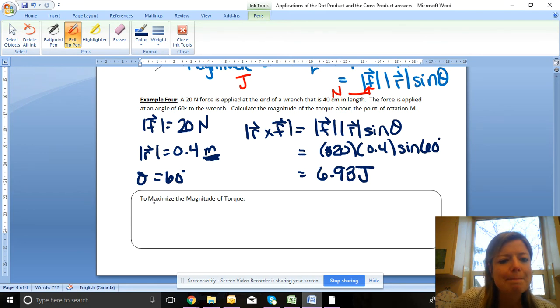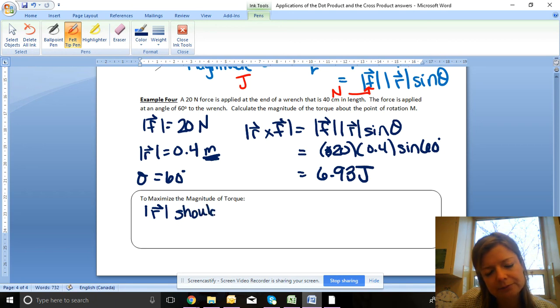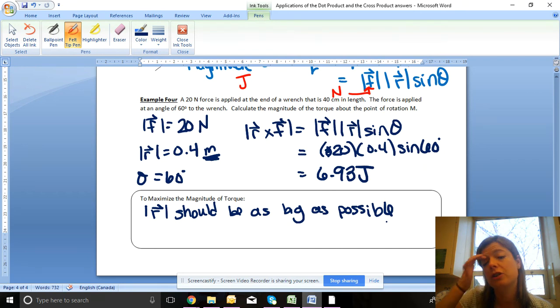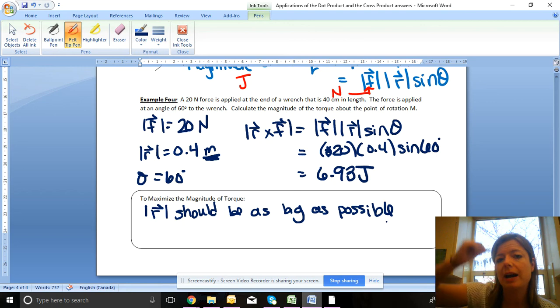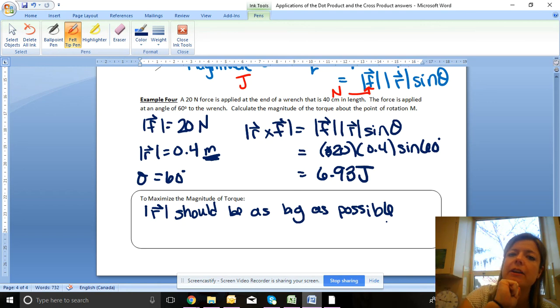Okay, there is one more important piece of information you'll need to be successful in these problem solving questions. If you want to maximize the magnitude of torque, number one, the distance you are away should be as big as possible. So think about it, if you're closing a door, to get the most torque, you would want to push not close to the hinges, but as far away along the door as you can. Or if you have a wrench, you want to be applying the force at the very end of the wrench to get the most torque, as opposed to going right close to where it's actually turning. You don't want to do that.